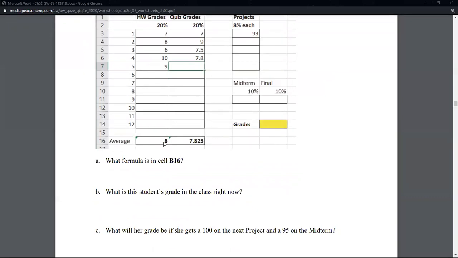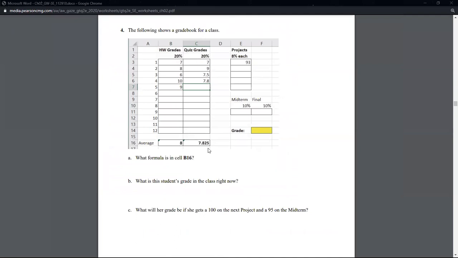All right, so the point of this is, what formula is in cell B16, which is right here where the 8 is. So it's not 8. We want an Excel formula, so equals blah, blah, blah. What is the student's grade in the class right now? And then what will her grade be if she gets 100 on the next project and a 95 on the midterm?